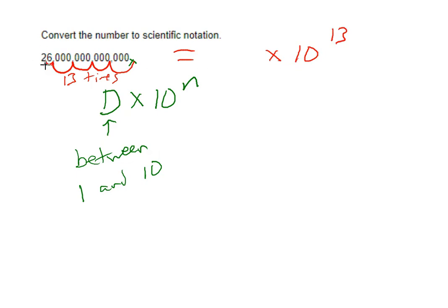And the number that'll be out in front is we're going to have 2.6 and then a bunch of zeros, which we can just drop because once it's in decimal form, those zeros don't really count anymore, right? So it's going to be 2.6, and then we drop the rest of the zeros.